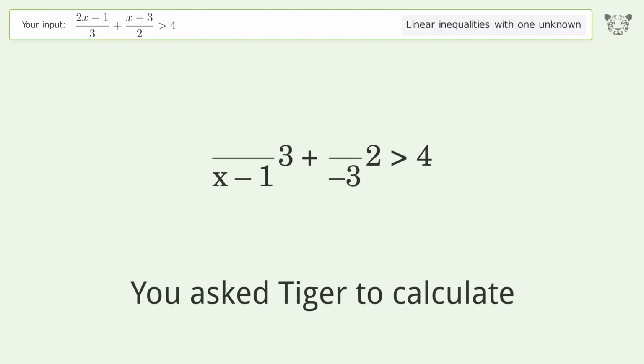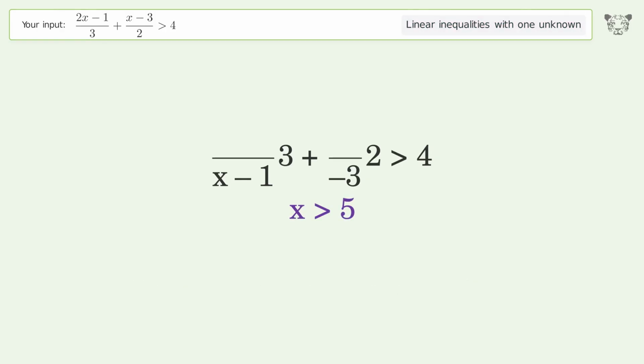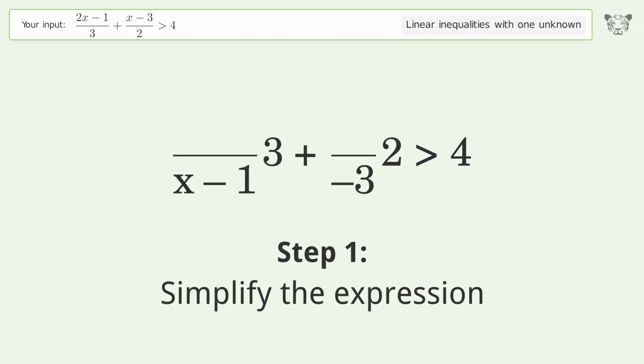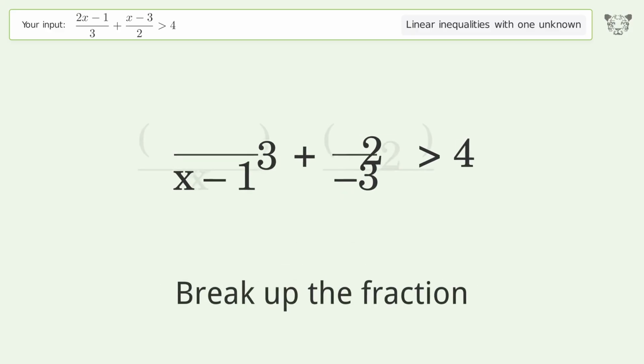You ask Tiger to calculate. This deals with linear inequalities with one unknown. The final result is x greater than 5. Let's solve it step by step. Simplify the expression. Break up the fraction.